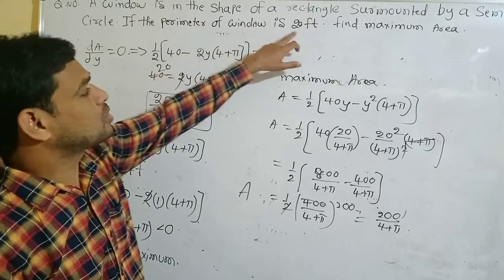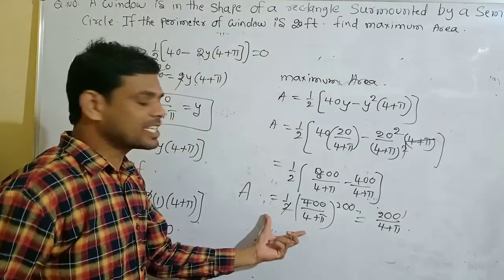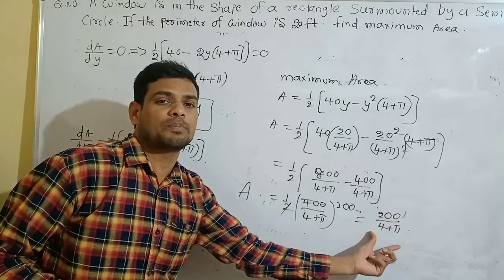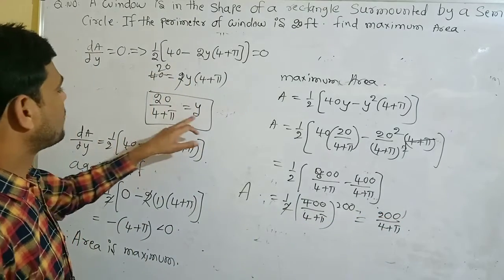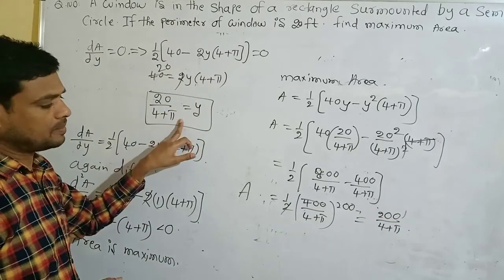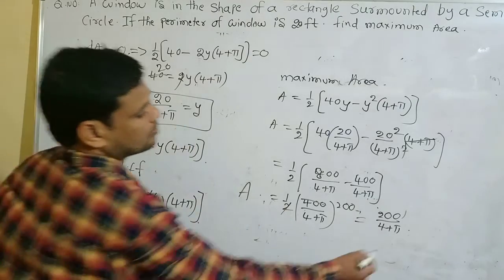If the perimeter of the window is 20 feet, find the maximum area. Maximum area is 200 by (4 plus pi), where y equal to 20 by (4 plus pi). This is the final answer.